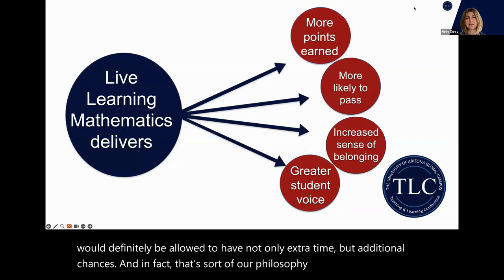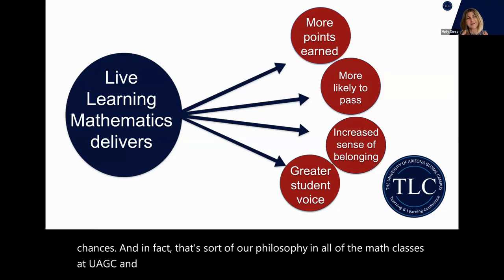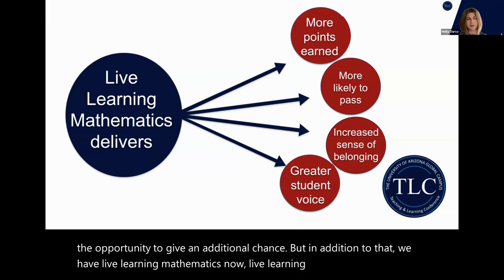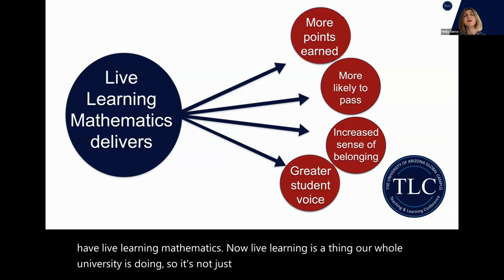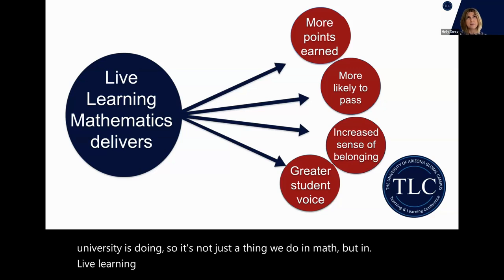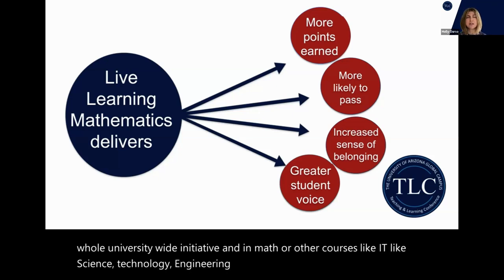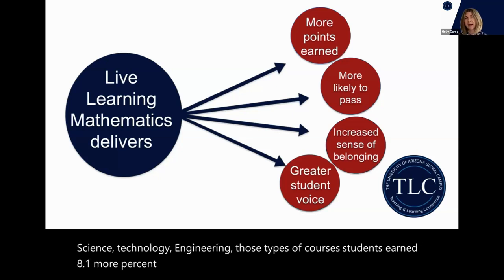In all of the math classes at UAGC in the School of General Studies, students always have the opportunity for an additional chance. In addition to that, we have live learning mathematics. Live learning is something our whole university is doing, not just math. Dr. Mingzhen Bao spearheaded a university-wide initiative. In math and similar courses, like science, technology, and engineering, students earned 8.1% more than similarly matched peers, and they were 22% more likely to pass.